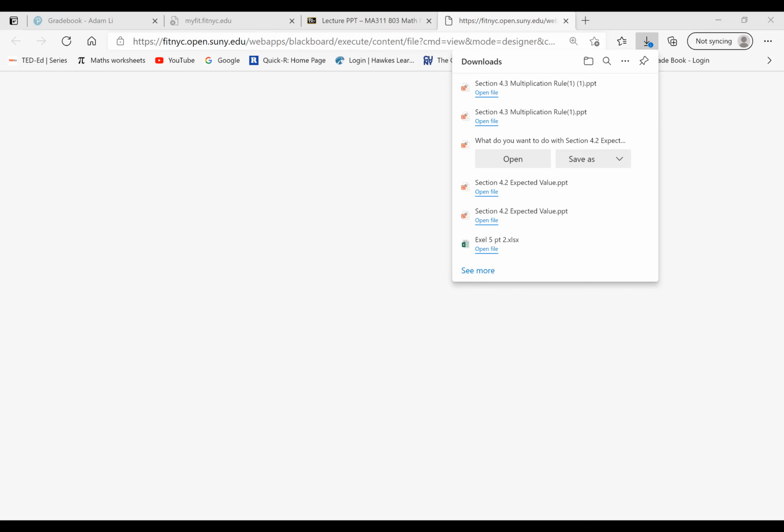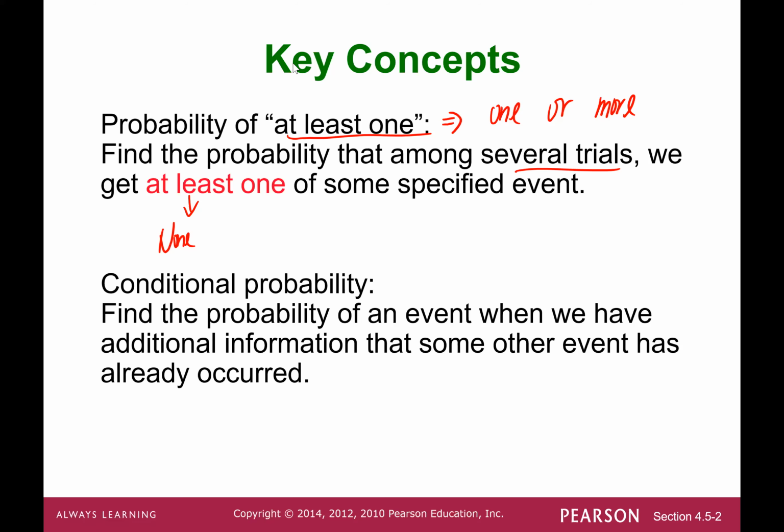Yep. I can't see your screen. Okay, yeah, again, sorry, I forgot to share that. Okay, yeah, can you see it now? Yes, thank you. Okay, very good.